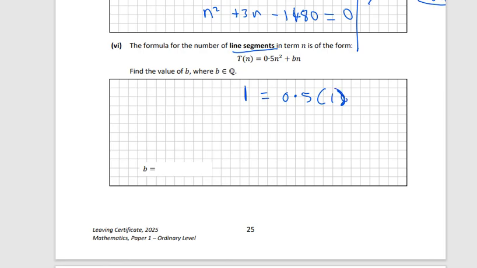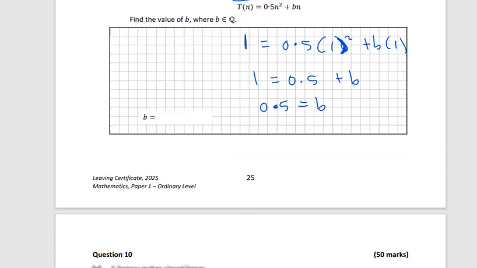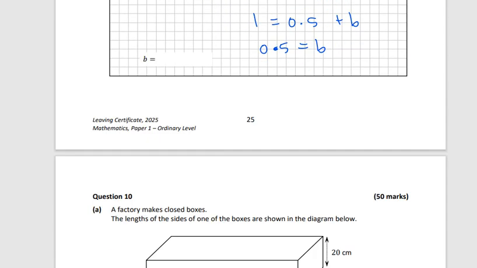So it's 0.5 times 1 squared plus b times 1. 1 is equal to 0.5 plus b, and if you bring across the 0.5 and subtract it, you get 0.5 is equal to b. That's it for question 9.